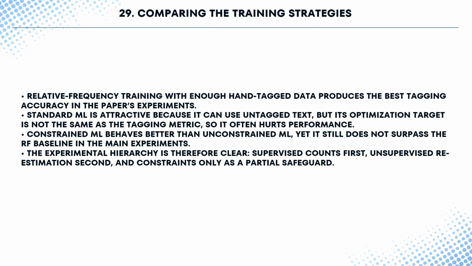This slide summarizes all the methods. Relative frequency: best accuracy when enough labeled data is available. Standard ML can use untagged data but often degrades accuracy. Constrained ML is better than standard ML but still not better than RF. So the final hierarchy is that RF is best, ML has limited use, constrained ML is partially good. This clearly answers the main question: labeled data is more valuable than unlabeled data.